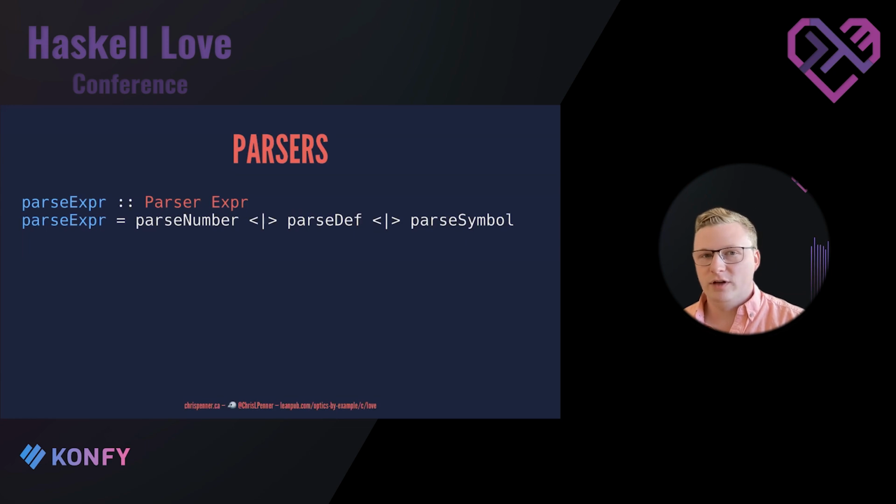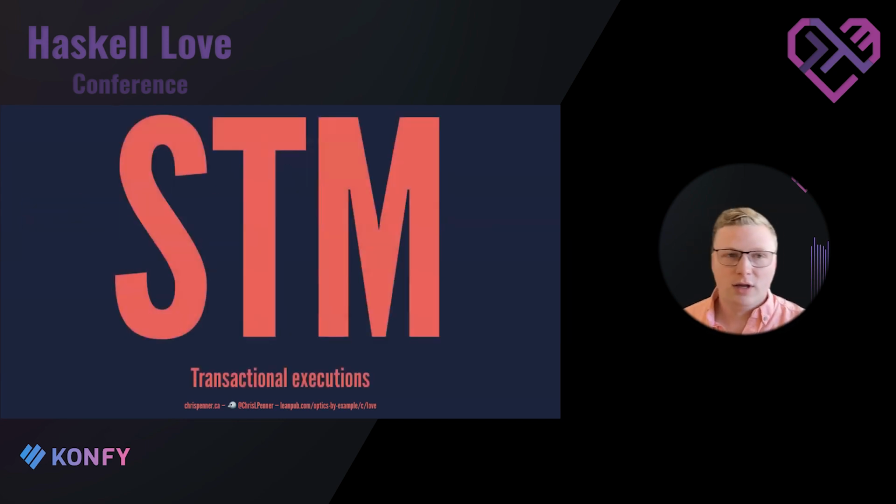Well, we've got all of these individual parsers. So we've got parse number, parse definition, and parse symbol. All of these are the same type. They're going to be parser of an expression. But what this does is it will try to parse a number first. If that succeeds, we're all good. It won't try anything else. But if that fails, then we'll move on to trying to parse a definition. If that fails, we'll try to parse a symbol. And of course, if that fails, the whole thing will result in a failed parse. And depending on the parser library, again, maybe it collects some error information from across these different things.